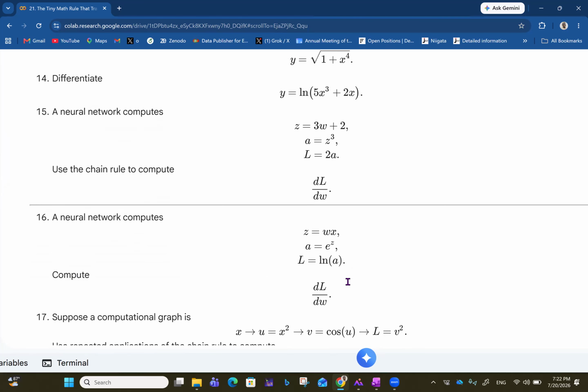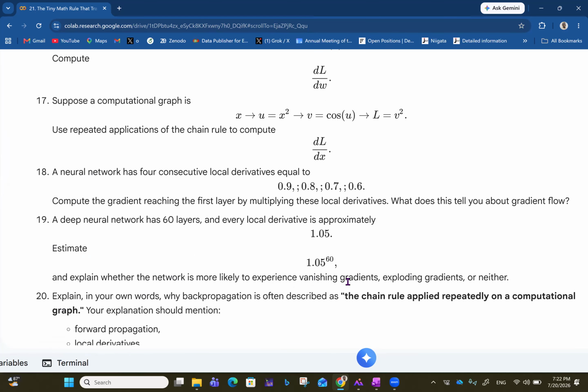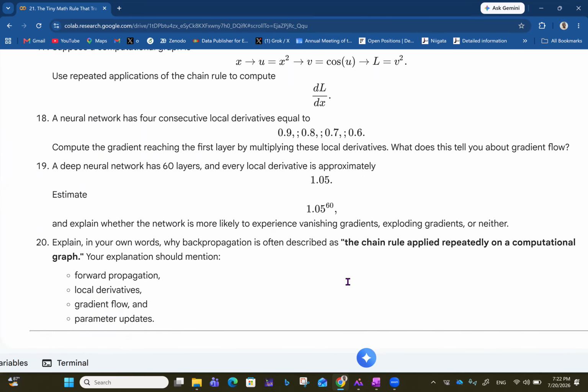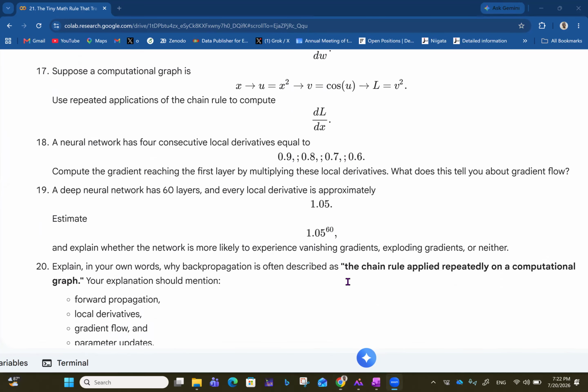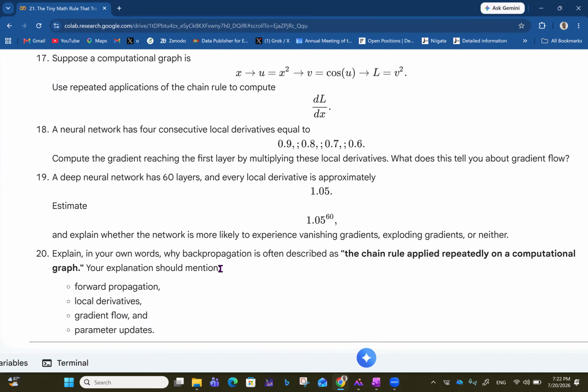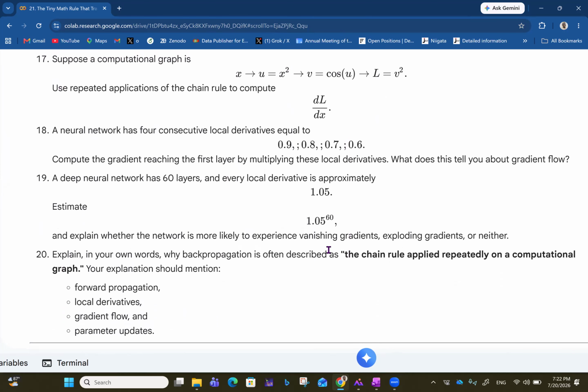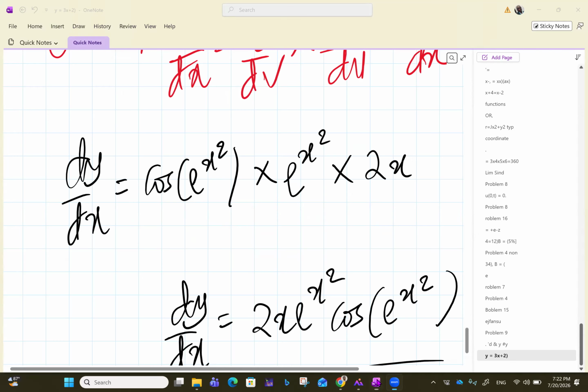So you can also see question 16 here. So the next one I'll be solving is 17. So you can see the rest now, 17 to 20. Suppose the computational graph is x going to u, which is equal to x squared, implying v, cos u, and L equals v squared. So use repeated application of the chain rule to compute dL/dx. And then you have the other parts of the problems. So let's go ahead and solve problems 15 and 17, and then we bring this to a close gradually.